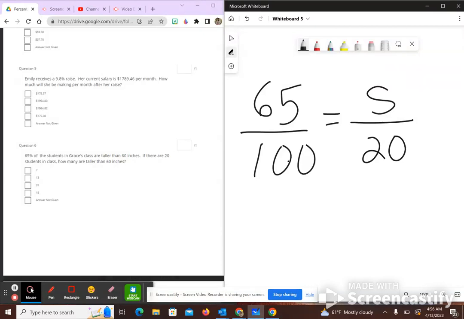So just in case you forgot how to solve proportions, we've learned several ways to do this. One way is to figure out a number that you're multiplying or dividing both the top and the bottom numbers by. Another way would be to use cross products. Okay, I don't need to use cross products on this one because I can already see that 20 times 5 will give me 100. So I'm going to do the inverse of that and do 65 divided by 5 to solve for S.